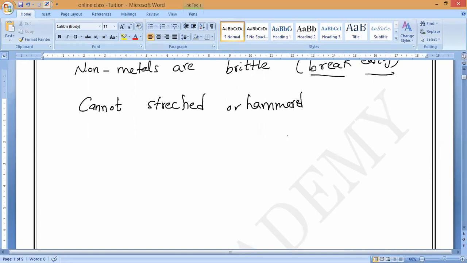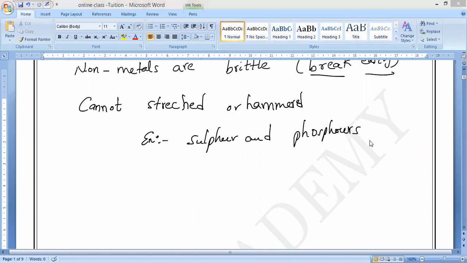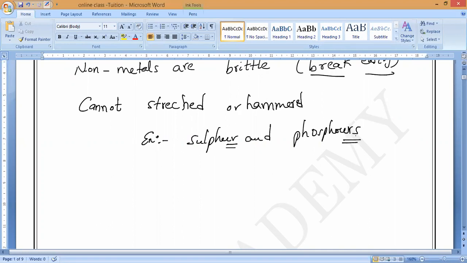So, for example, if we take sulfur and phosphorus, are they metals or non-metals? Non-metals. Brittle in nature, or are they malleable or ductile in nature? They are brittle in nature. Why am I taking only sulfur and phosphorus? Anybody can say? Because most of the non-metals are what?